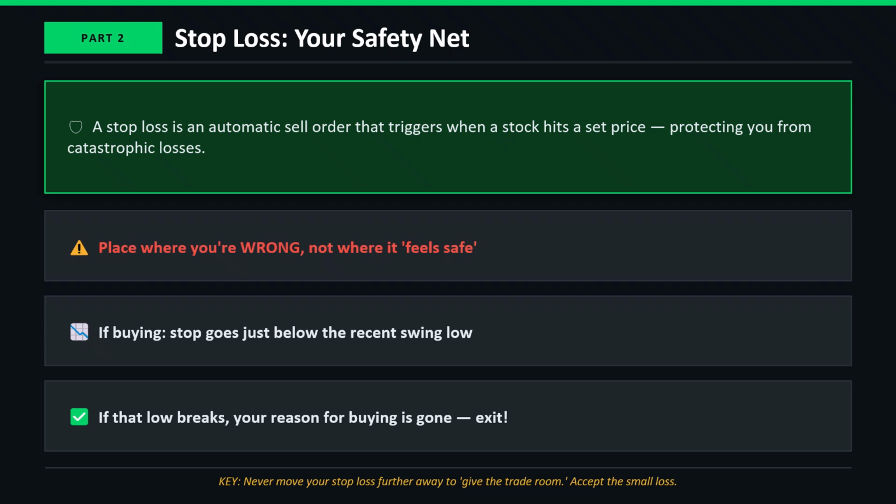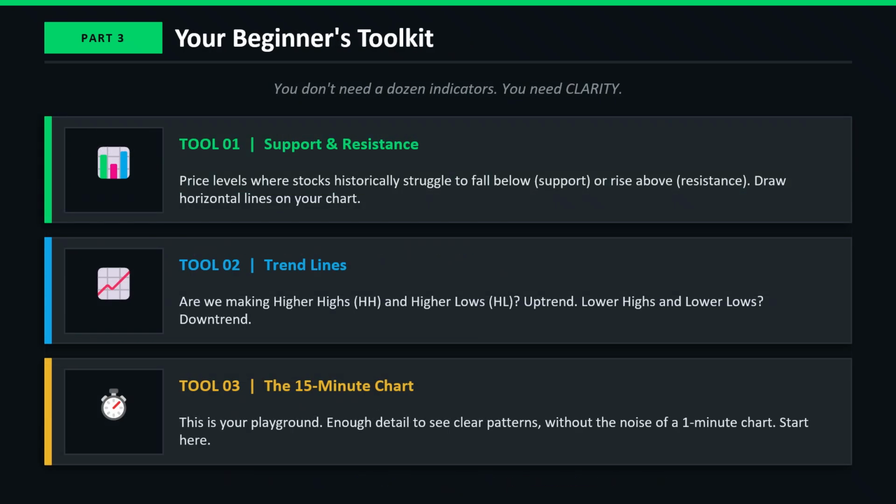And here's a golden rule. Never, ever move your stop loss further away to give the trade more room. This is the #1 way traders turn a small, manageable loss into an account-destroying disaster. If the trade hits your stop, accept it. You were wrong. The market is telling you to get out. Listen to it.